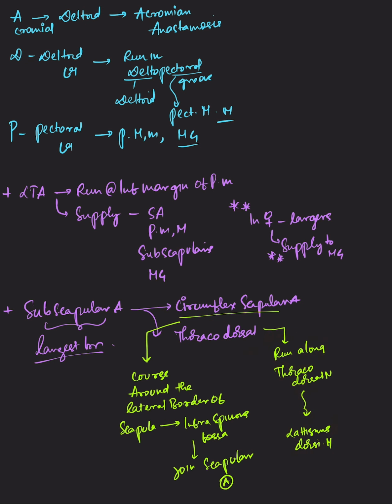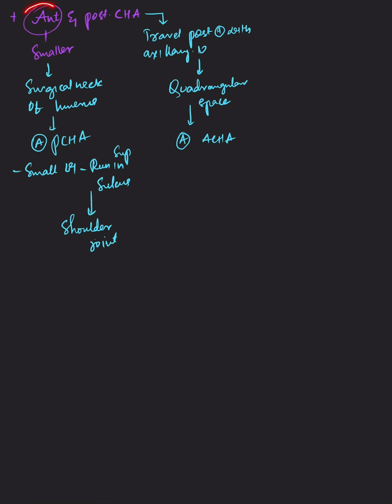Whereas the thoracodorsal artery runs along with the thoracodorsal nerve and supplies the latissimus dorsi muscle. Next, coming to the anterior circumflex humeral artery, which is smaller when compared to the posterior. It runs on the anterior aspect of the surgical neck of the humerus and anastomoses with the posterior circumflex humeral artery. It gives a smaller branch that runs superiorly in the intertubercular sulcus and joins the shoulder joint.